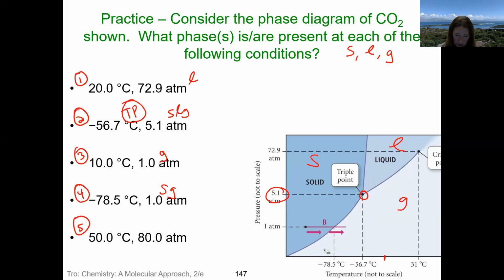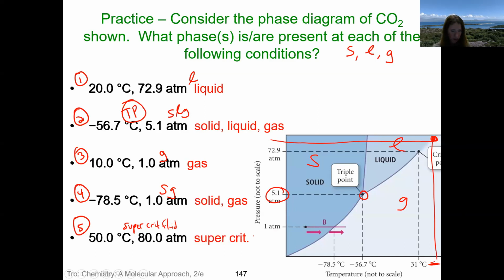And our last one is 50, which is going to be up here, in 80 atmospheres, which is higher than this. That's just going to be what we call a supercritical fluid. It's neither a gas nor a liquid. It's kind of both. Supercritical fluid. That was the first piece that I introduced. Okay. Great. So these are our phase diagrams. All right. So that's all for intermolecular forces for us.